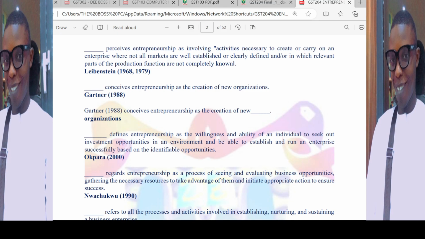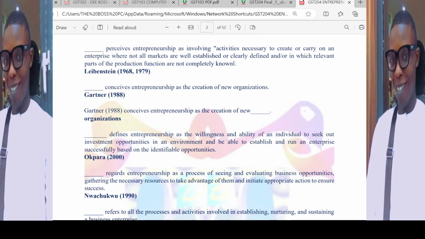That means even the people that the goods or services are made for are not well known. So in this case, you are the one to create a system that will help that market become established, right? So it also involves clearly defining, in which relevant part of the production functions are not completely known.